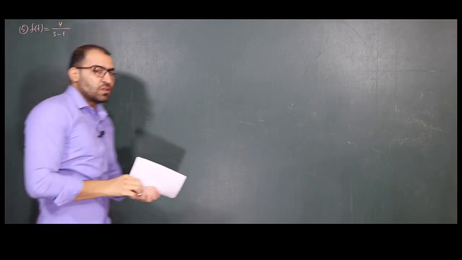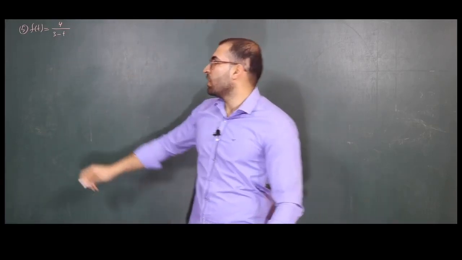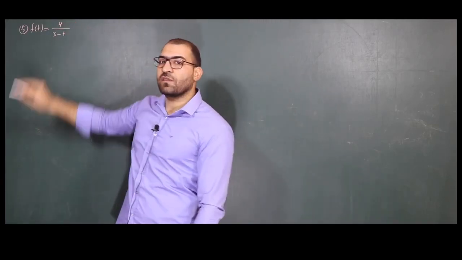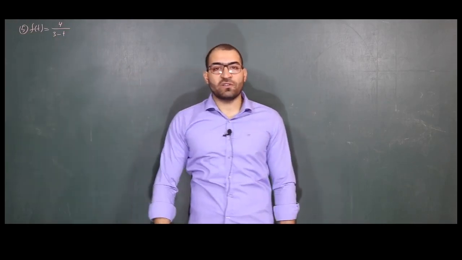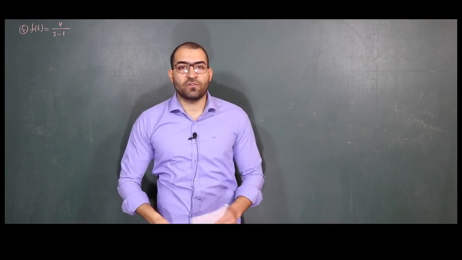It is f of t equals 4 divided by 3 minus t, which is a rational function. A rational function consists of a constant, which I can consider as a polynomial, in the numerator, and at the bottom there is 3 minus t, which is a polynomial of degree 1. So to solve this, I will follow the instructions that we studied in the first three lectures, which are named concepts and skills.